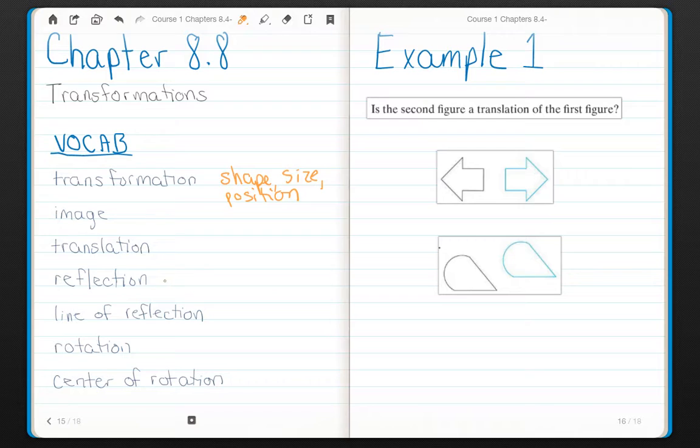Translation, moving it. Reflection, line of symmetry from 8.7 plays in here in reflection and line of reflection. And then rotation, turning it. So let's get started with example 1.